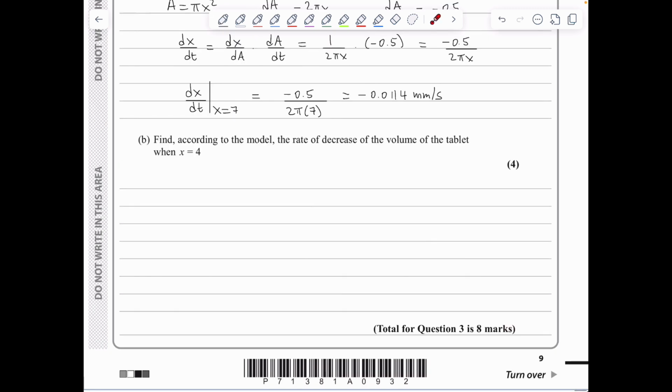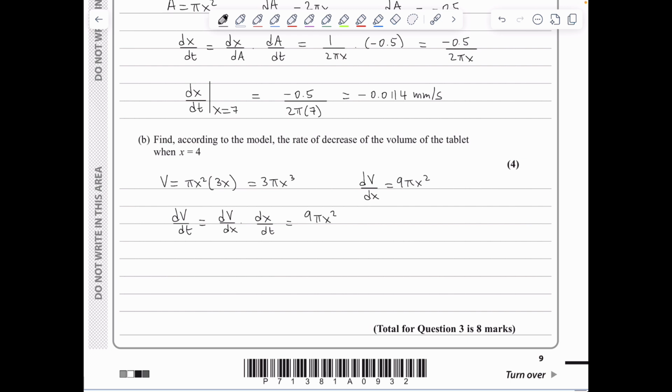In part B, we need to find, according to the model, the rate of decrease of the volume when x is 4. So we know that the volume is going to be the cross-sectional area, which was pi x squared, times the length, which is 3x. So this is giving me 3 pi x cubed. This means that dV/dx is simply going to be 9 pi x squared. This means that dV/dt, again with the chain rule, is going to be dV/dx times dx/dt. So dV/dx is 9 pi x squared.